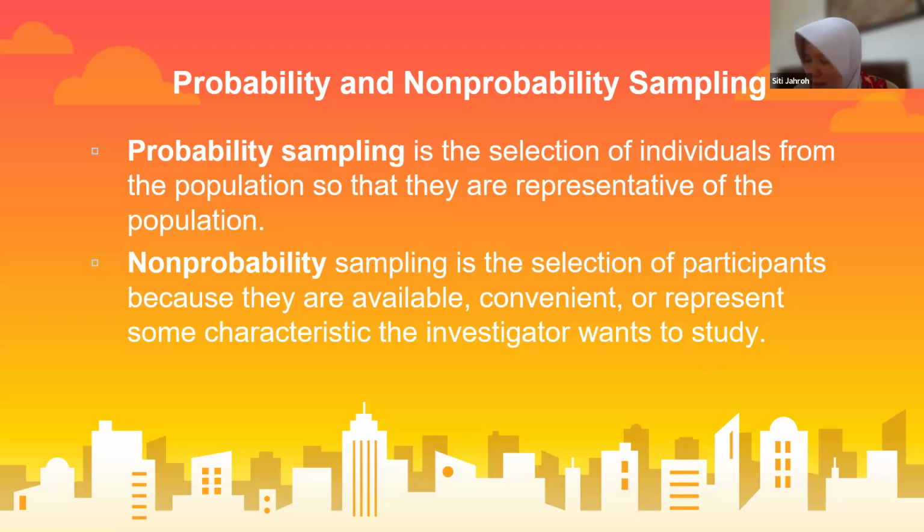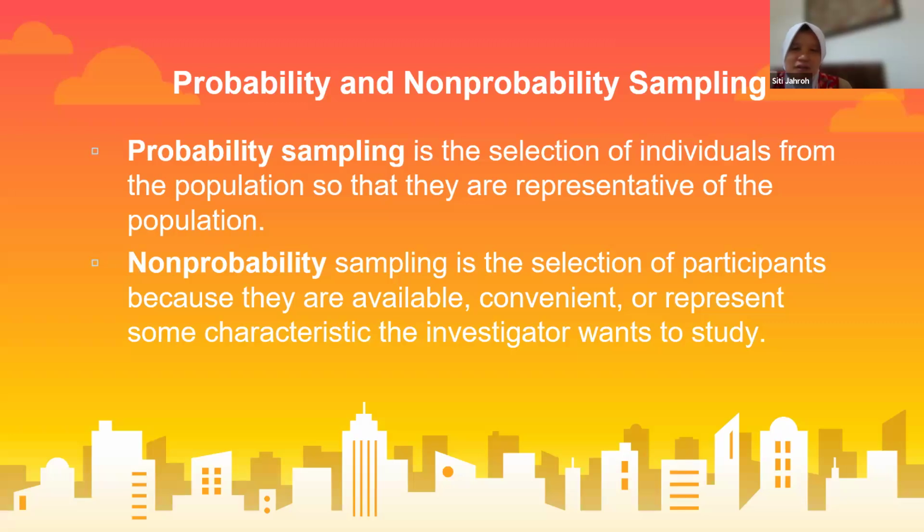Raya, are you there? Raya Rabani? Yes, Miss. Can you explain the difference between probability and non-probability sampling? I think from the selection process, probability sampling is random and non-probability sampling is non-random. And the bias risk is low in probability sampling and higher in non-probability sampling, I think.